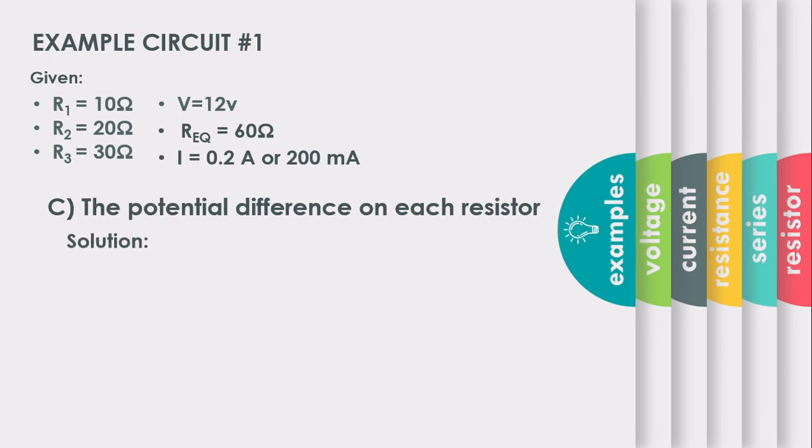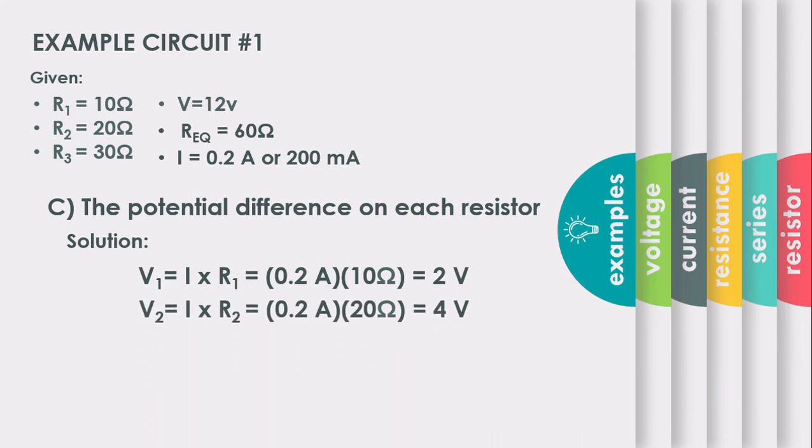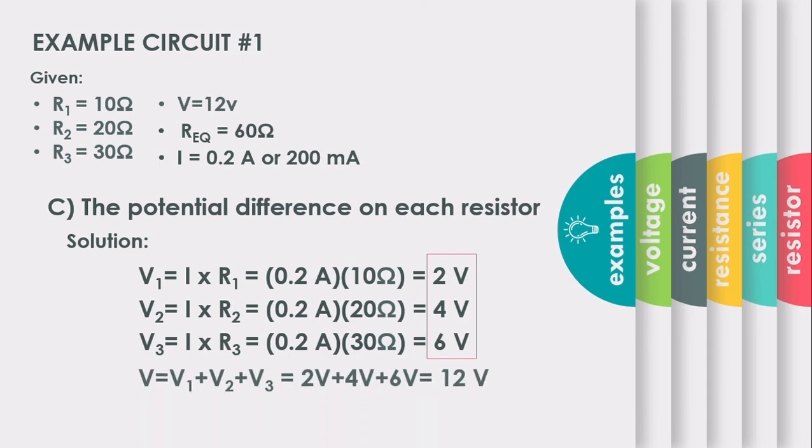Last, the potential difference. Using this formula, substitute the given current and the resistance. Same thing for resistor 2 and resistor 3. And here are the potential differences of each resistor in the series circuit. Proving it will determine if we got the right potential differences of each resistor.